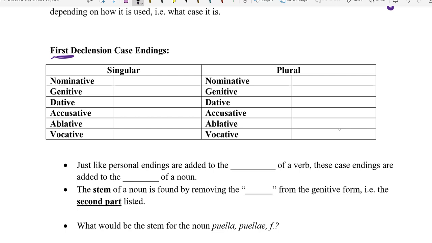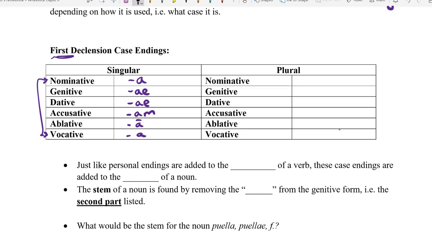So what are our first declension case endings? Okay, so the first one, our nominative form. If our noun is the subject of a sentence in its first declension, it will have an A ending. Okay, and then if it's genitive showing possession, it's AE. Dative is AE again. Accusative AM. Ablative is a long A, and then vocative is an A.